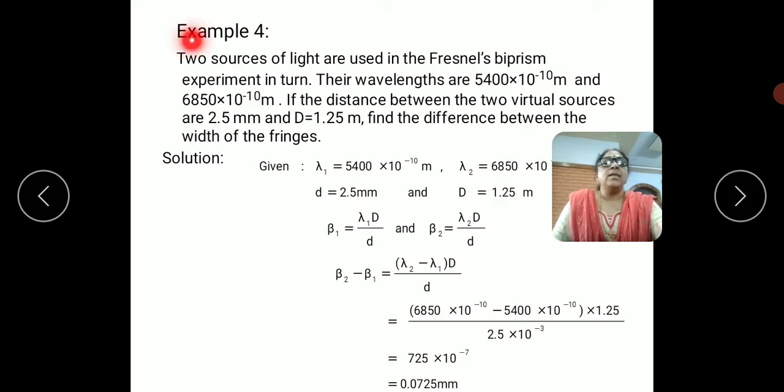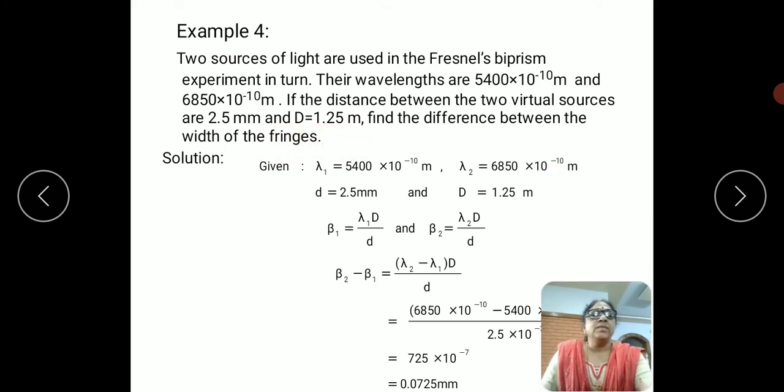And now example 4. Two sources of light are used in a Fresnel biprism experiment. Their wavelengths are 5400 into 10 to the power minus 10 meter and 6050 into 10 to the power minus 10 meter. If the distance between the two virtual sources, small d, is equal to 2.5 mm, and capital D is equal to 1.2 m, find the difference between the widths of the fringes.